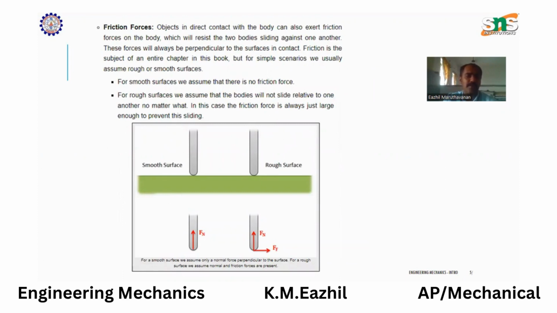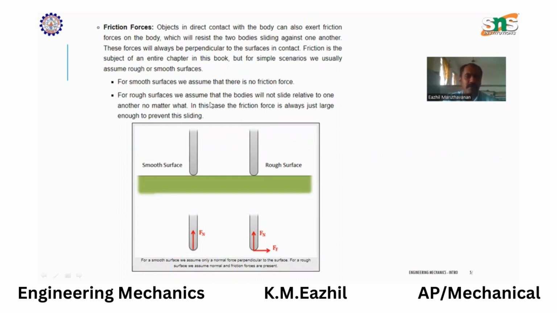The friction force always acts at the contact point. Objects in direct contact with the body can also exert a friction force on the body, which resists the two bodies sliding against one another. This force will always be parallel to the surface in contact. Friction is a subject of N to the entire surface.